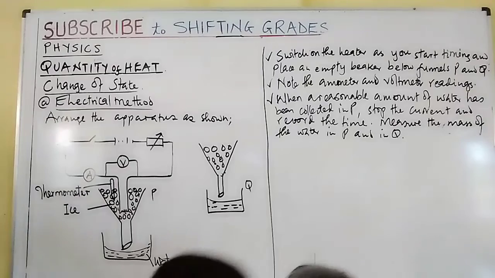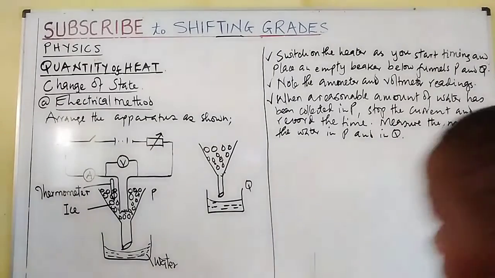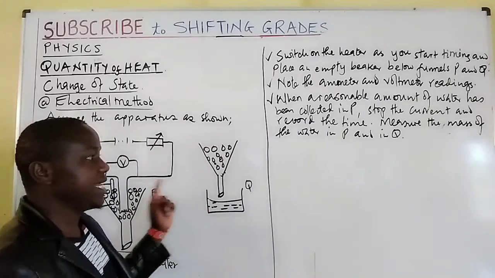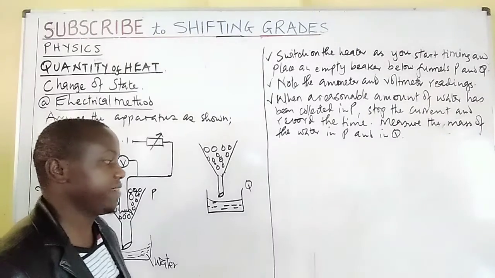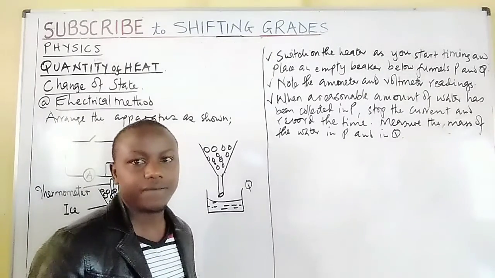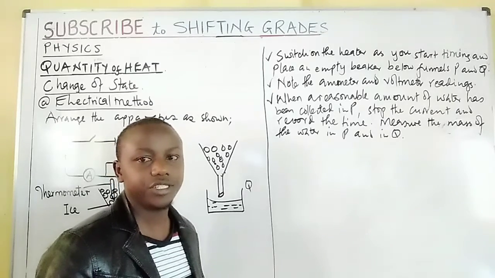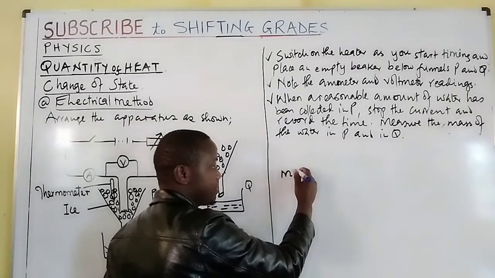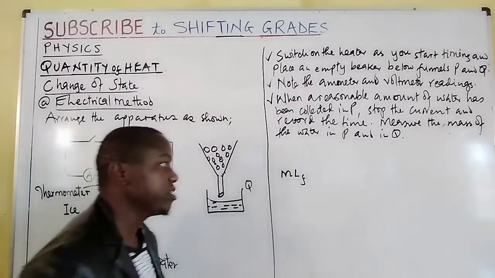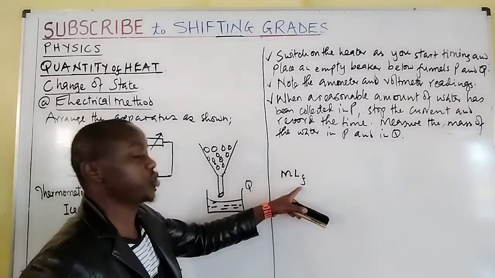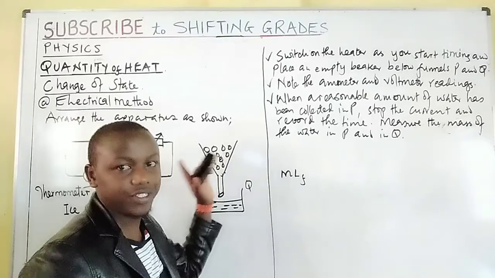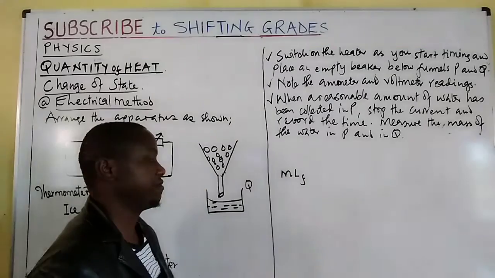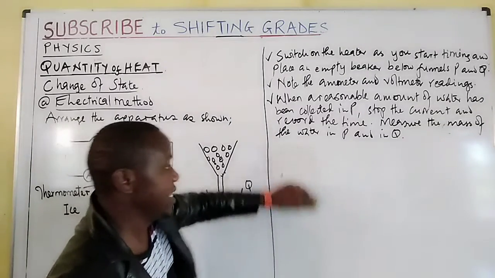So after that, this is how you will now assemble the results. We said ice turns into water without change in temperature, and therefore the amount of heat energy which is needed by ice to change into liquid water is given by mass times the latent heat of fusion of ice, because there is no change in temperature. So it's mass times latent heat of fusion.